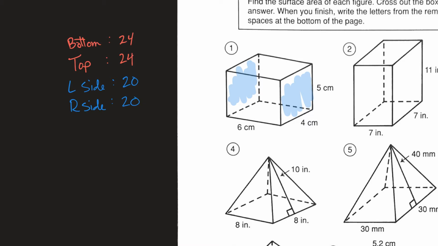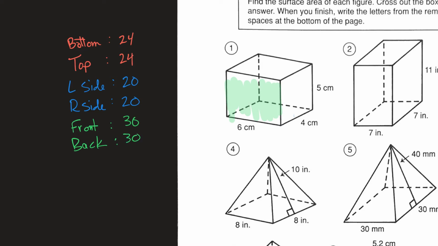Okay, so I'm going to erase stuff now, and let's talk about the front and the back. The front is this entire thing here, and we're talking about 6 times 5, which is 30. And we need the back as well. The back is going to be the same thing, that same 6 times 5, which is 30.